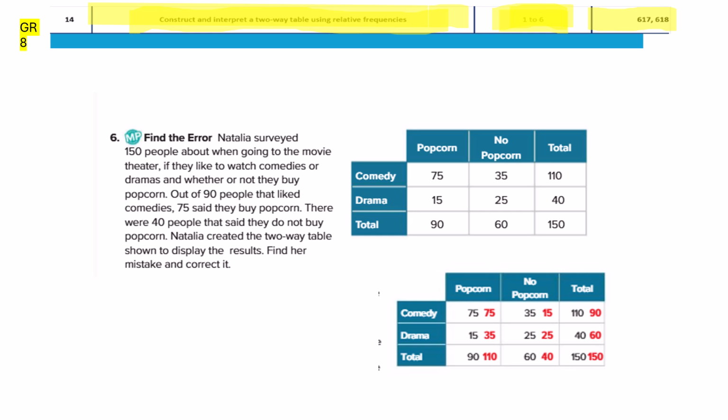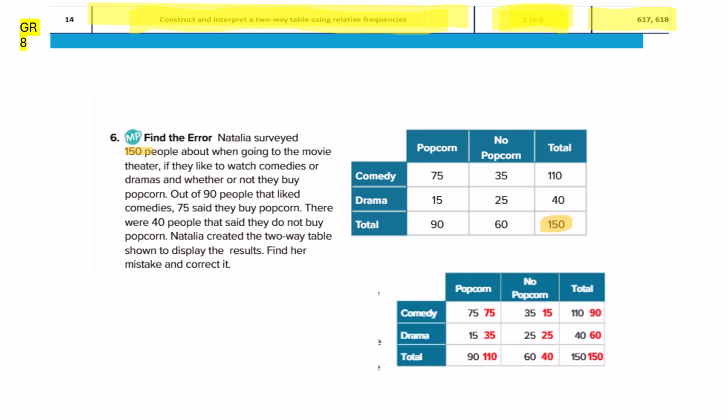Number 6 asks us to find the error. In order to find the error, go to your information and see what is given to me, what is correct and what is incorrect. So it tells us here, Natalia surveyed about 150 people. So that is correct. Our 150 is correct.